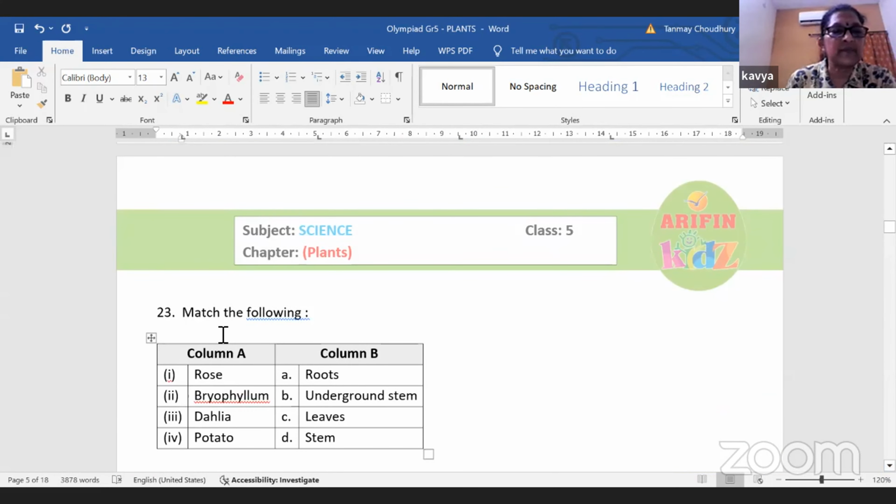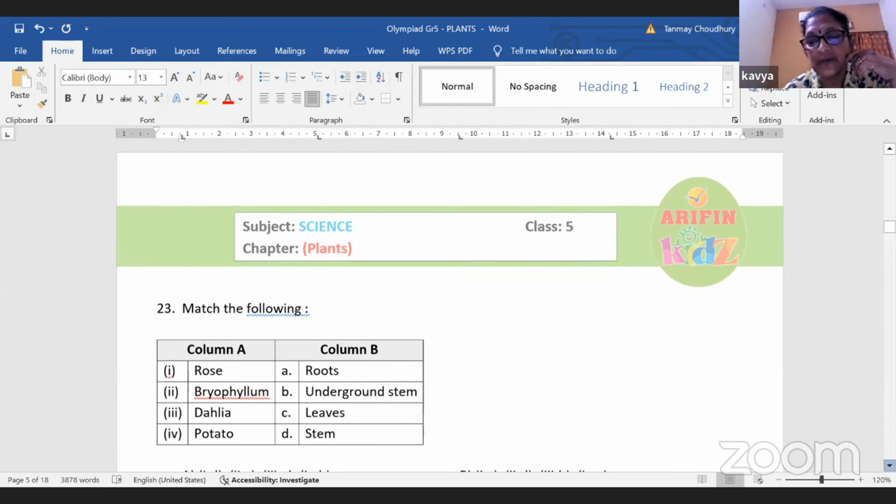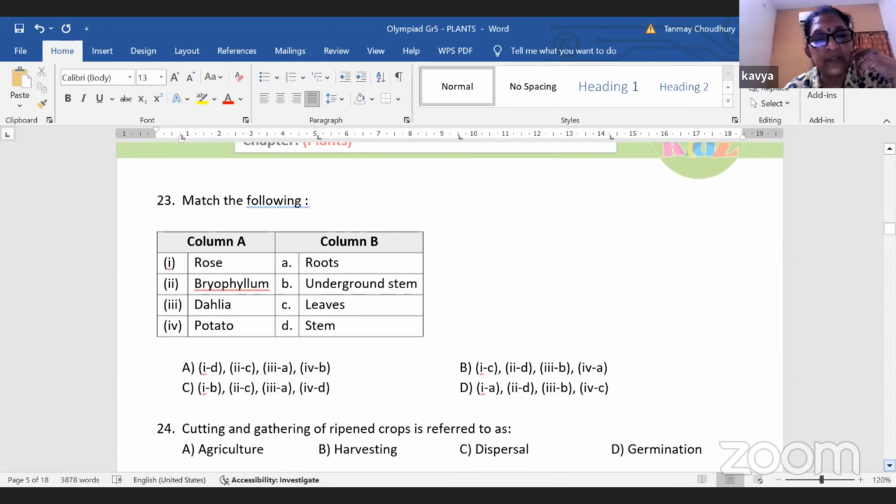Yes. Now again, some vegetative reproduction. Match the following. Rose, like I told you, rose grows from its stem. Bryophyllum. I wrote down that name of that leaf, which gives rise to new plants. This is the question. So I'm showing you the question, and I'll check the answers. Bryophyllum grows from its leaves.